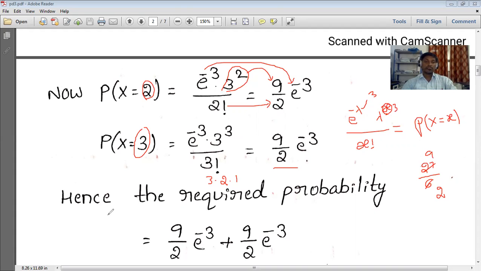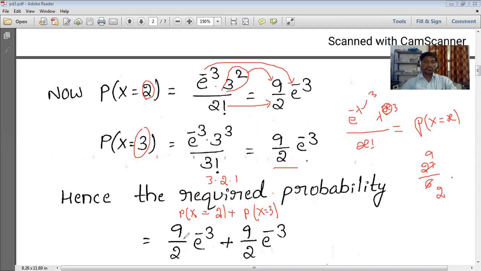Therefore the maximum probability, or the required probability, is simply P of x is equal to 2 plus P of x is equal to 3. Why? Because they mentioned the specific points 2 and 3.